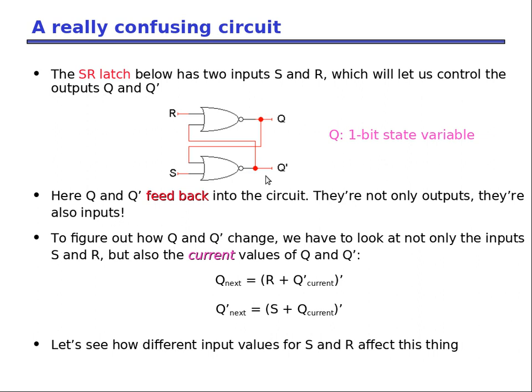So what is 0, 0 doing? If your current values are 1 and 0 and you hold 0, 0, what are your next values? They're the same. So it's just holding the memory. Right. So this is holding the memory.